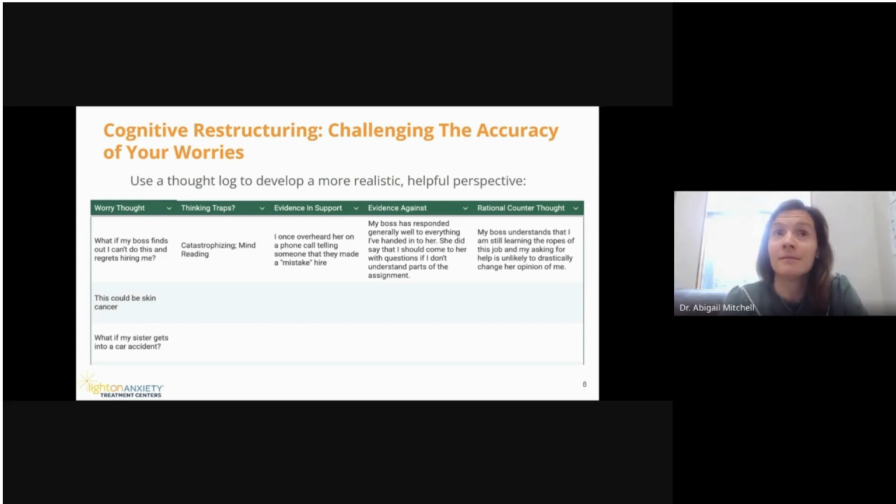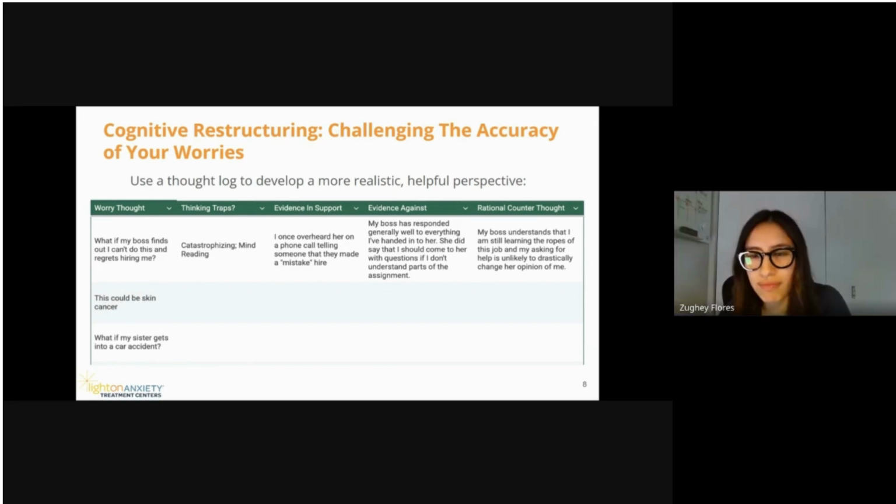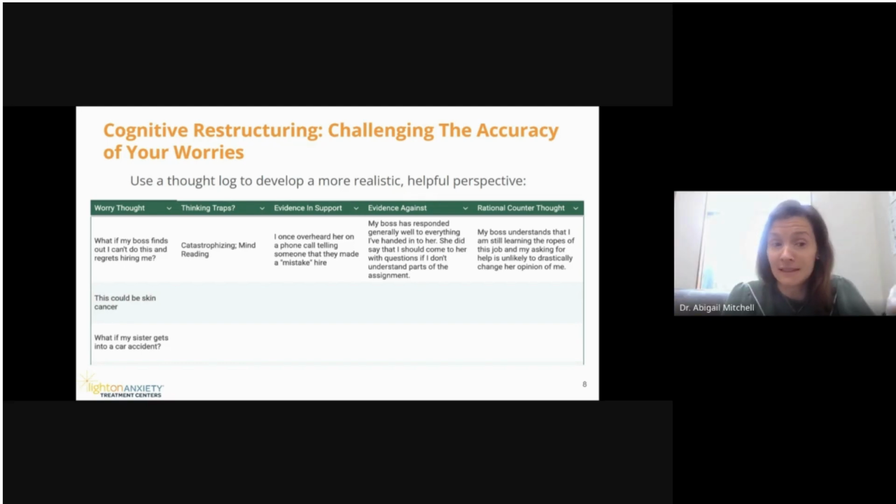Well, again, this gets into how much information you know. I know I've heard that moles changing can mean something about skin cancer. So that's your evidence and support. It looks a little different. It looks like it's getting bigger. What's the evidence against it? Why might this not be skin cancer?